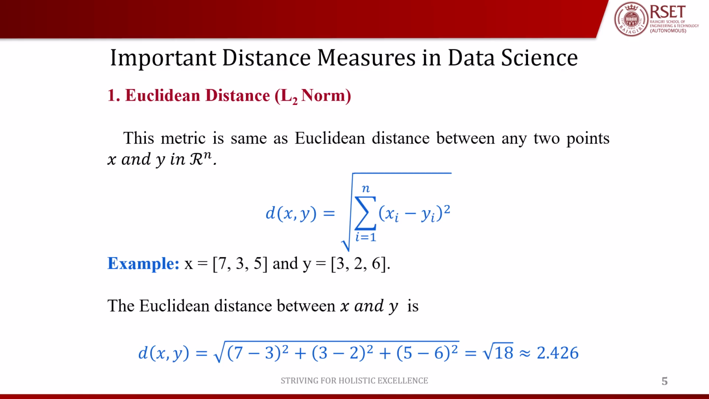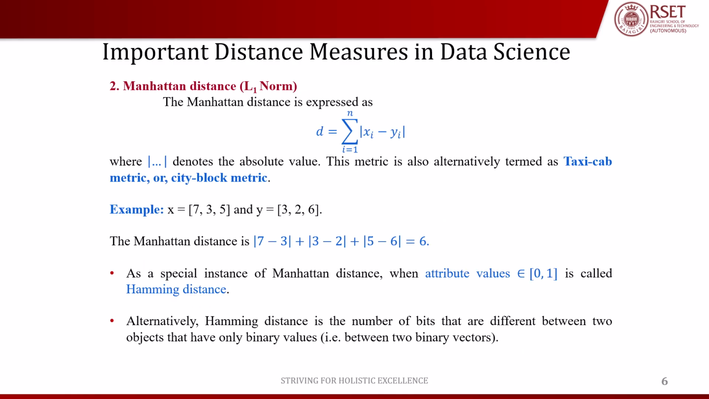Right, now let us go for a bit more different distance measure called the Manhattan distance measure, or L1 norm. So like L2 norm for Euclidean distance, we have L1 norm for Manhattan distance, and this distance is expressed by Manhattan distance of x and y equal to sigma of i equal to 1 to n of the absolute value of xi minus yi.